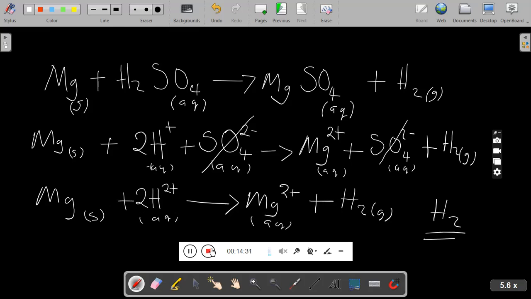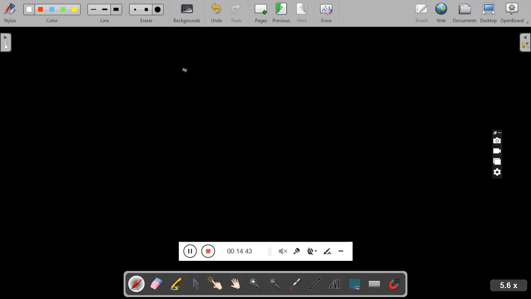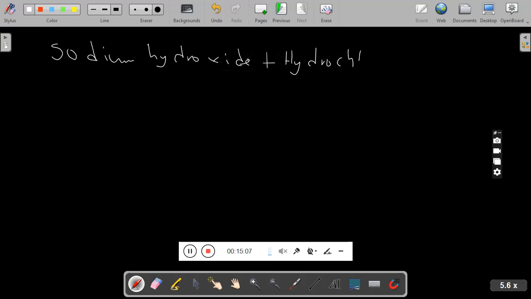Okay, the last example we are going to have is for the reaction between sodium hydroxide and hydrochloric acid. Okay, so the last example I want us to look at is for, I'll begin with a word equation. So sodium hydroxide reacts with the hydrochloric acid, and we shall look at the products together.